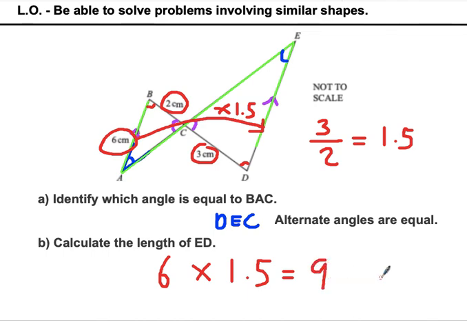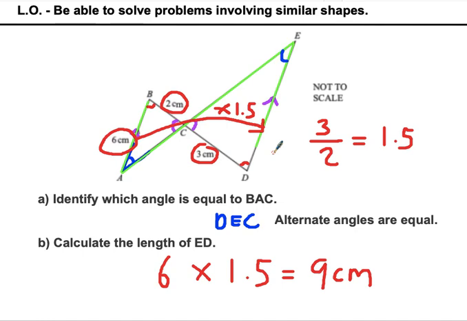If I left my solution like that, I'd be running the risk of not getting full marks because I haven't written the units, so I need to remember to write centimeters afterwards. I've found the multiplier by dividing the bigger length by the shorter length, and then I've used that to multiply to find this longer length.